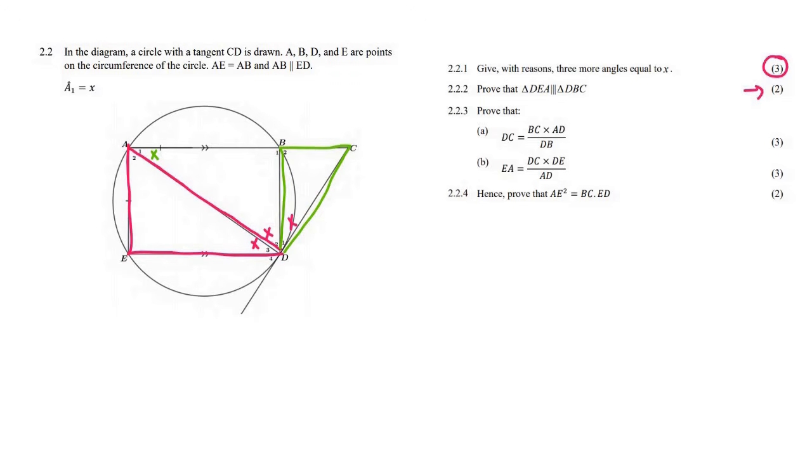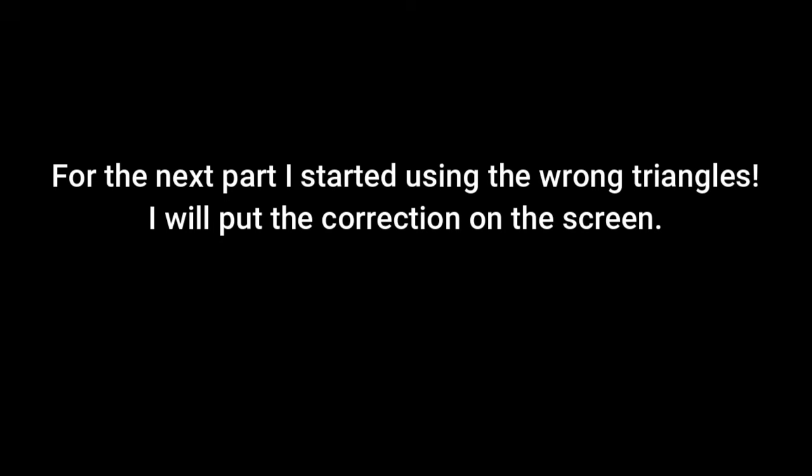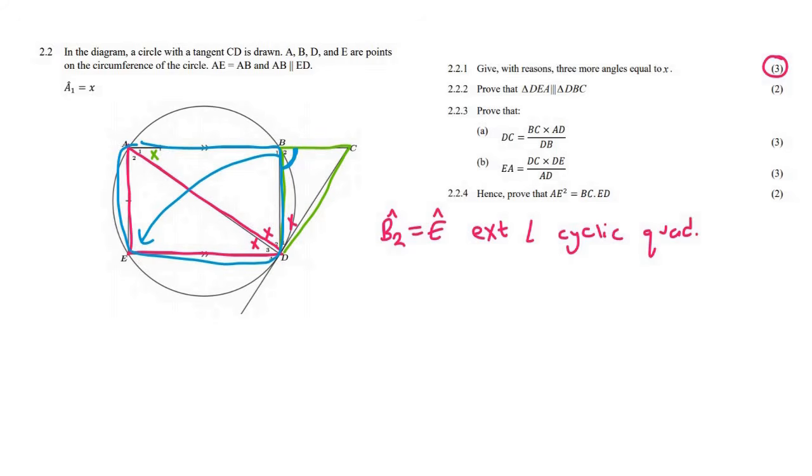Okay, so what I've identified, I don't know why it's 2 marks. I'll be honest, that's quite a little bit of marks. It's quite weird. This structure here is a cyclic quadrilateral, right? And we should know that the angle on the outside is always equal to the opposite interior angle. So we can say that angle B2 is equal to angle E. And that's because of exterior angle cyclic quad.